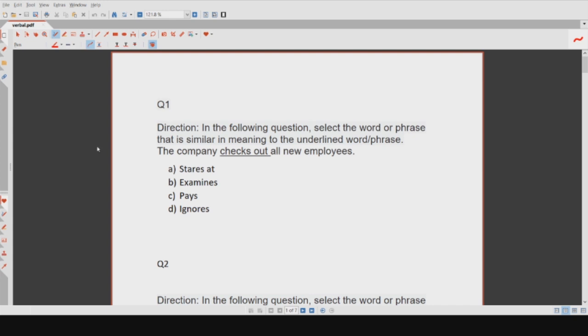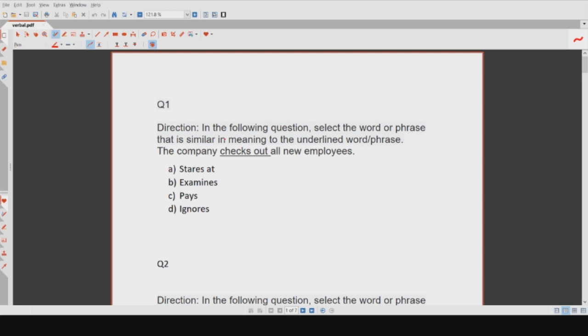First of all, there were some topics such as fill in the blanks, analogy based questions. There were 2 to 3 paragraph based questions, and antonyms and synonyms were there. So we will cover all these topics in this lecture. So let's start.